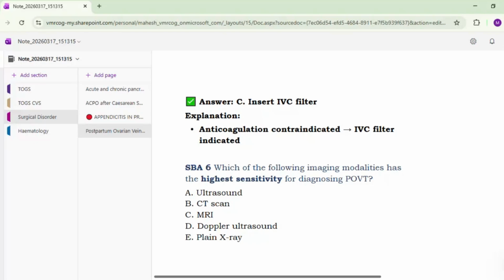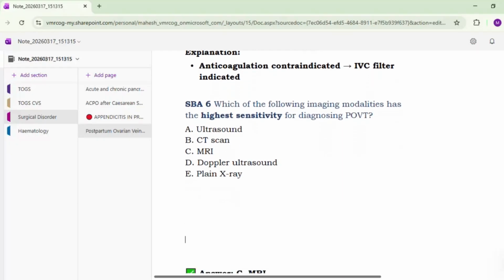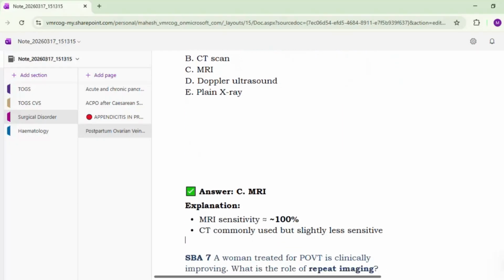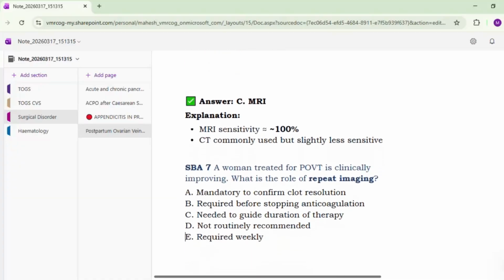Next. Which of the following imaging modalities has the highest sensitivity for diagnosing POVT? A. Ultrasound. B. CT scan. C. MRI. D. Doppler ultrasound. E. Plain X-ray. It is C, MRI. Yes, MRI has the highest sensitivity, but availability is the concern with MRI.